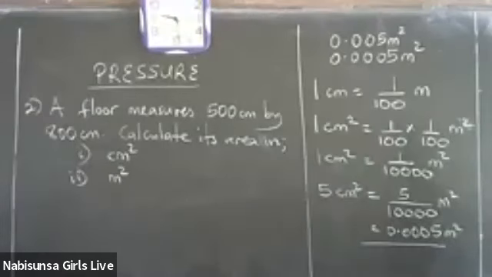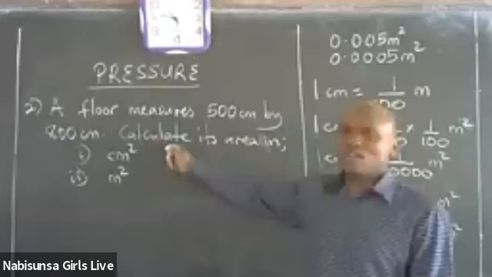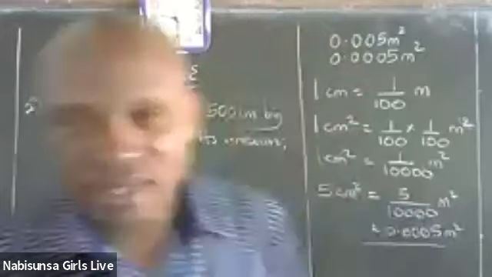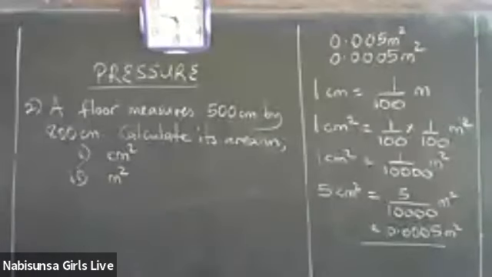Before we start the calculations, we are giving ourselves 1 minute to get the answer for this. Remember, we are doing this to help us be keen with what we are going to do in the next part. Calculate its area in (i) centimeters squared, (ii) meters squared.